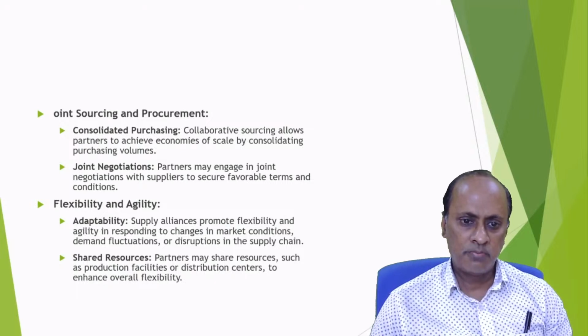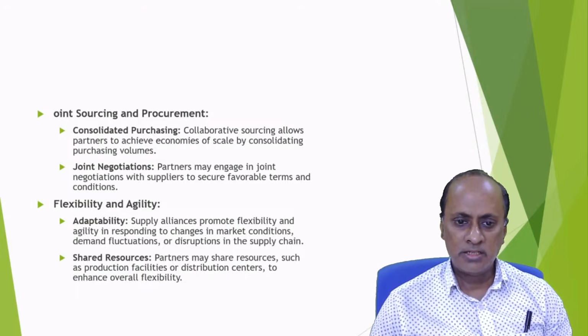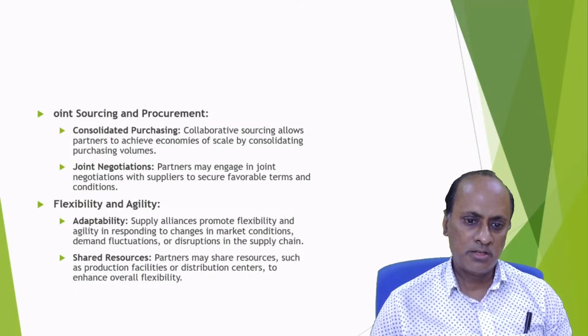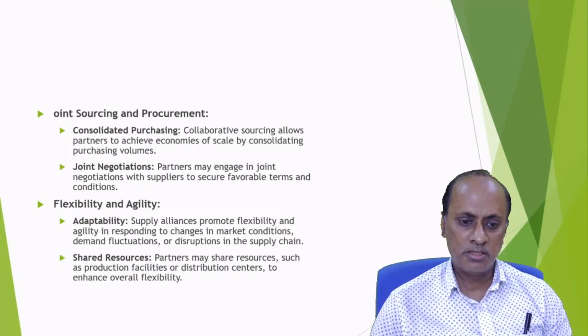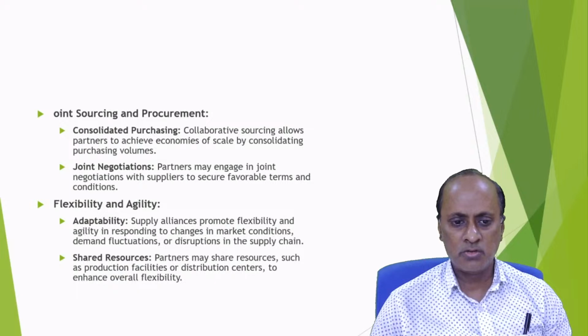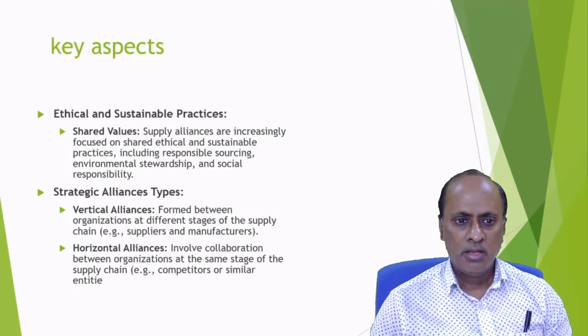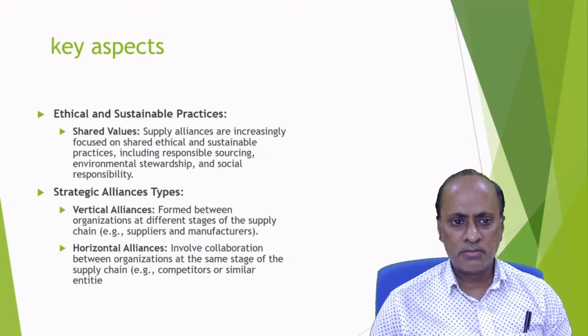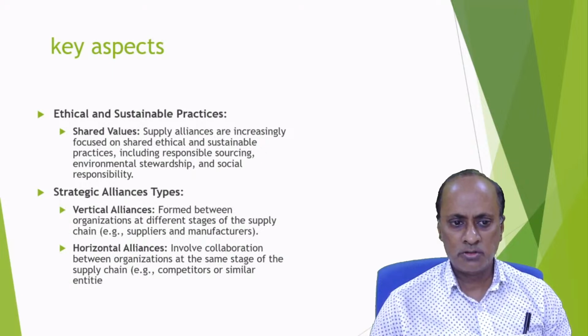Flexibility and agility. Supply alliances promote flexibility and agility in response to changes in market conditions, demand fluctuations, and disruptions in the supply chain. And partners may share resources such as production facilities or distribution centers to enhance overall flexibility. And ethical and sustainable practices. Supply alliances are increasingly focused on sharing ethical and sustainable practices, including responsible sourcing, environmental stewardship, and social responsibility.